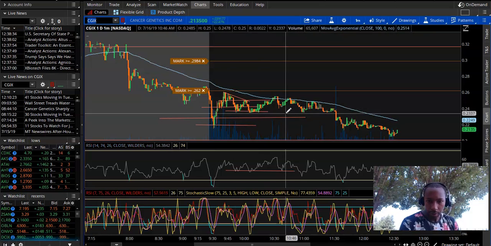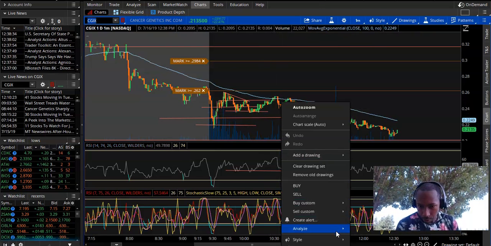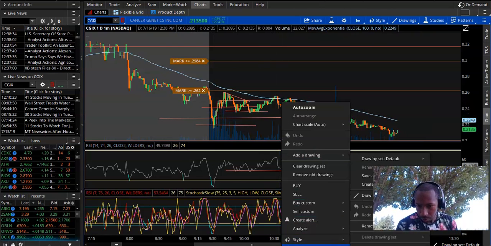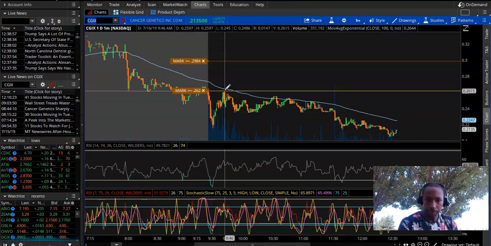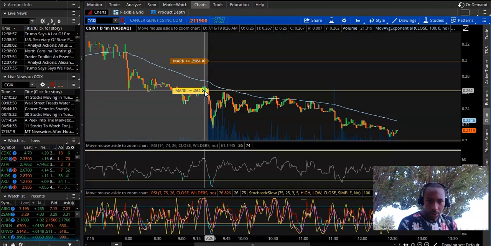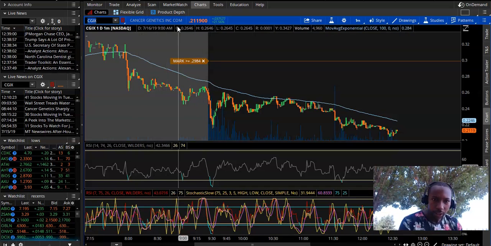Let me remove all this stuff real quick. Should have done it before, but it's okay. Clear drawing set. Alright, move this alert real quick. And we take a look at CGIX.